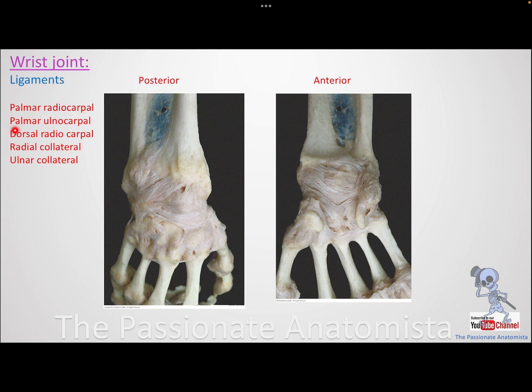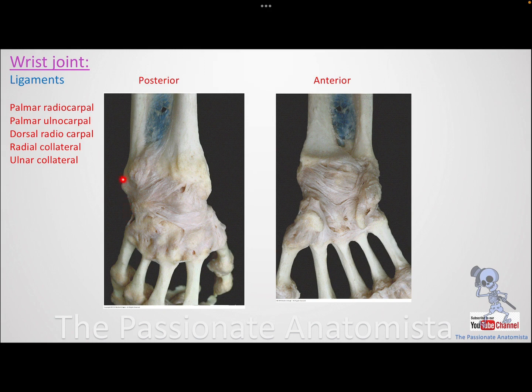We have the palmar radiocarpal, palmar ulnocarpal, dorsal radiocarpal, radial collateral, ulnar collateral. So if you find a ligament from the radius to the carpals at that side, on the radial side, we call it radial collateral. Any ligaments we have at the sides of any joint, we call them collaterals because they give collateral, extra kind of support. So the radial collateral will be near the radius, or this is also called lateral collateral.